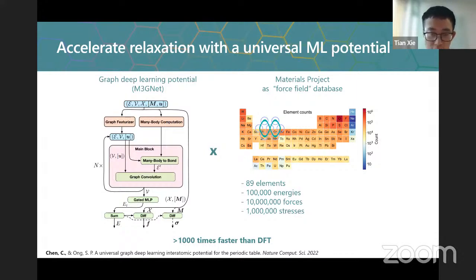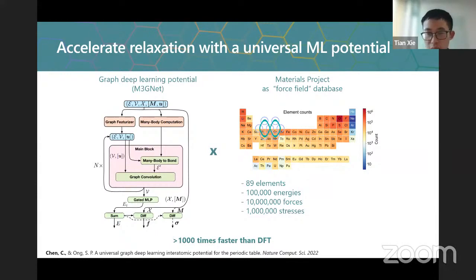I'm sure this audience knows what an ML potential is, but basically it's a model that predicts the energy, and in addition, you use autograd to compute the force. What is special about materials is that you also have a stress, which corresponds to the gradient with respect to the periodic cell. They trained the ML potential using all the force data and all the relaxation data from the Materials Project, and this gives you an ML potential that works for the entire periodic table.